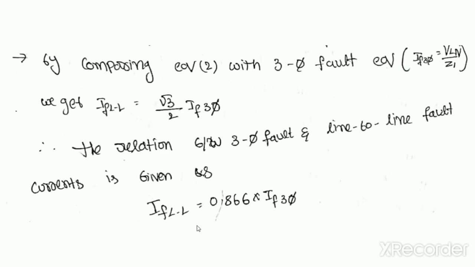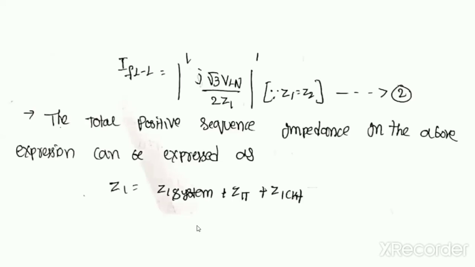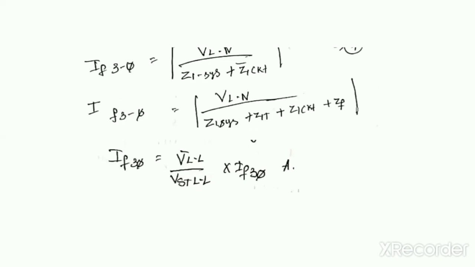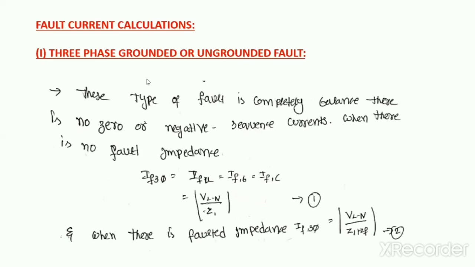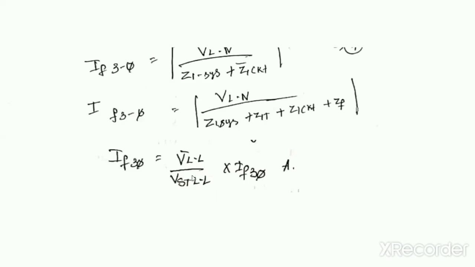That is the fault current calculation for line to line faults, and also for three-phase grounded and ungrounded faults. These are the fault currents obtained in the case of a three-phase fault, that is IF three-phase is equal to V line to line by VS line to line into IF three-phase.